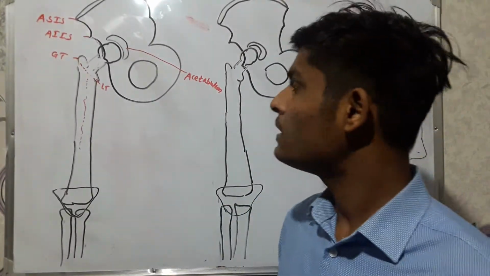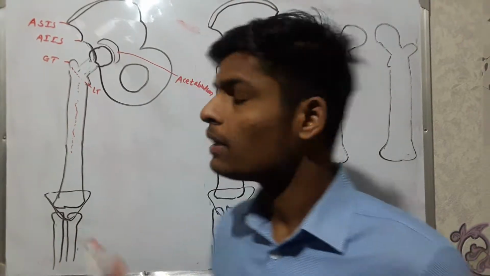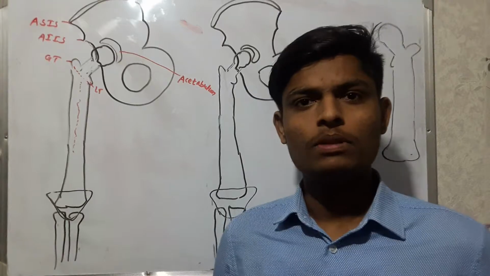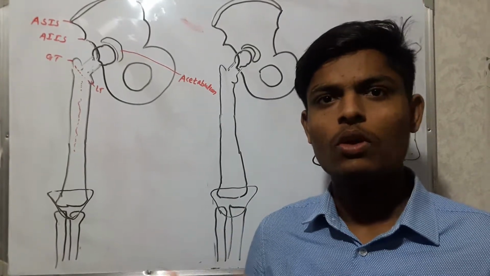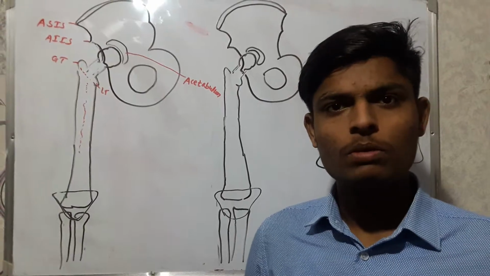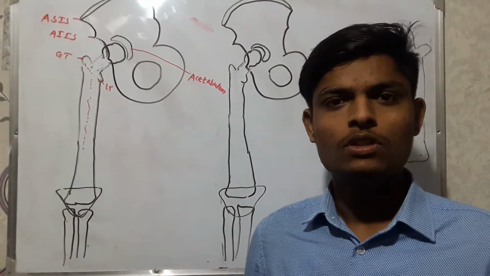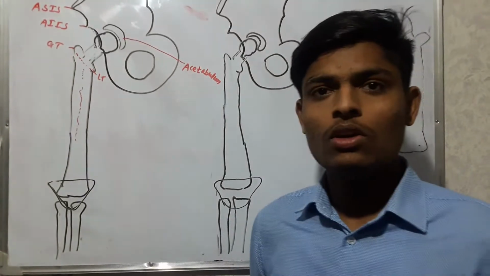So now we will discuss the muscles in front of the thigh. The remaining part of the front of thigh muscles. We have five muscles here: sartorius and the four muscles of the quadriceps femoris group, which has rectus femoris, vastus lateralis, vastus medius, and vastus intermedius. These four muscles and the sartorius come in the front of the thigh.